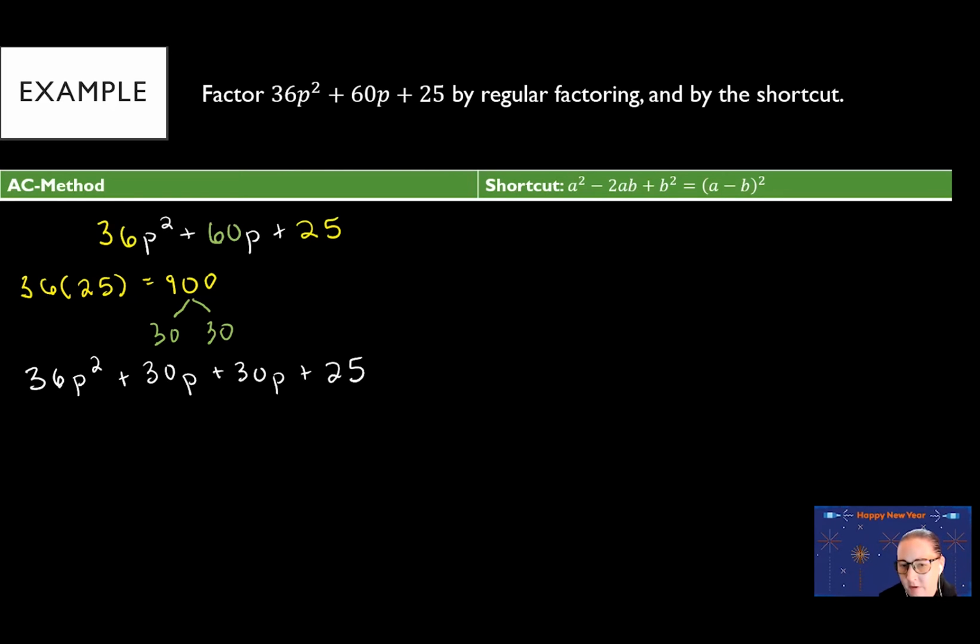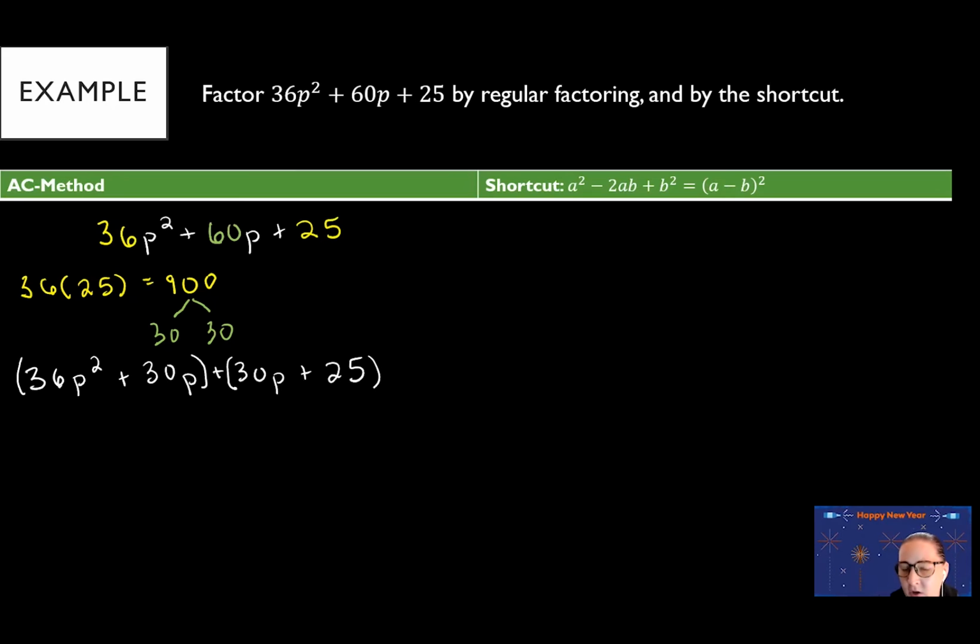So we're splitting it up into 4 terms. And then we put parentheses around the first and the last two in pairs, and you make sure you have a plus sign in between. And then you're looking for the greatest common factor.